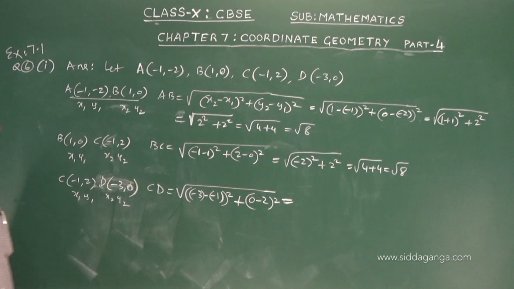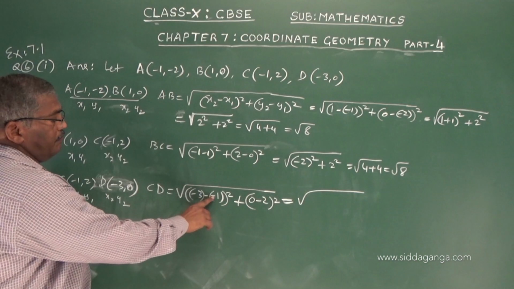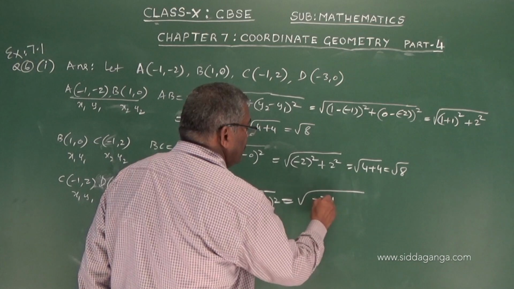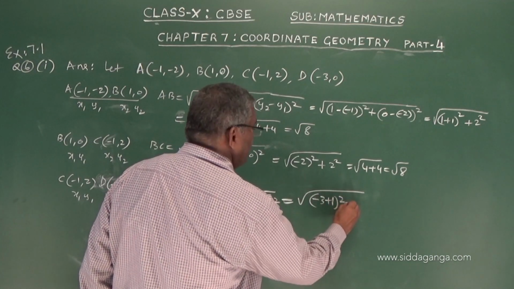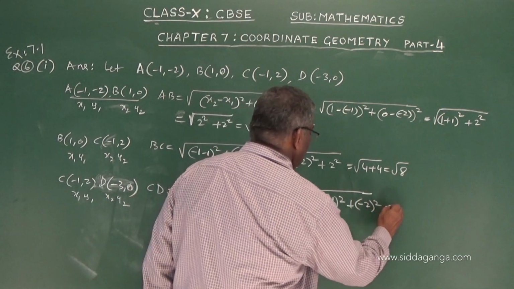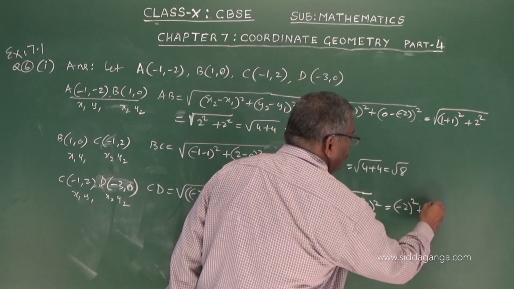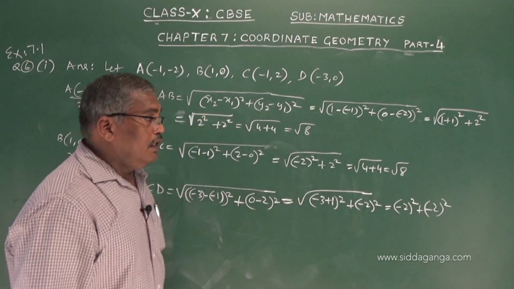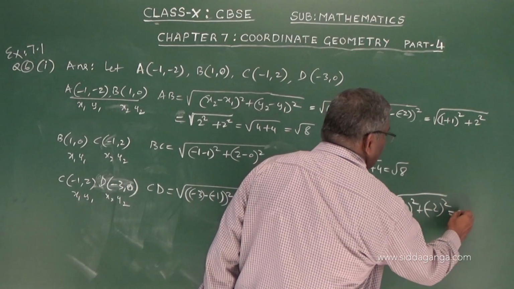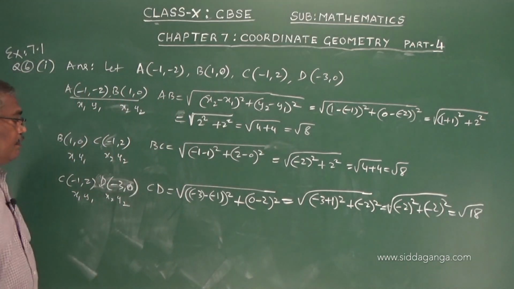This equals square root of minus 3 minus of minus 1 is plus 1, so minus 3 plus 1, whole square, plus minus 2 whole square. This equals minus 2 whole square plus minus 2 whole square under the root. So you will get root 8 again.